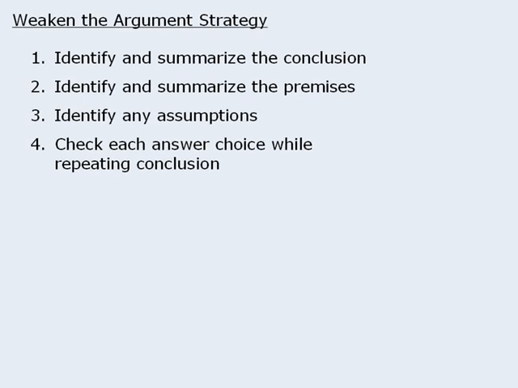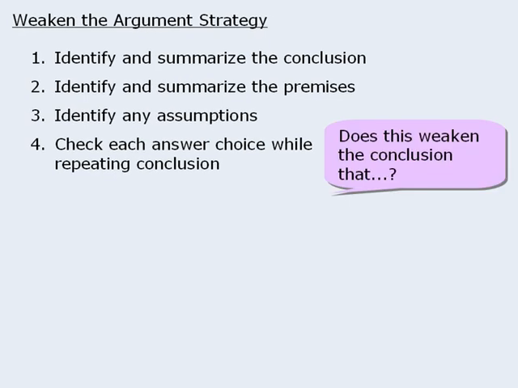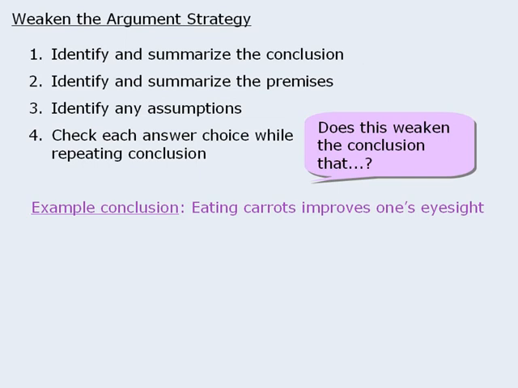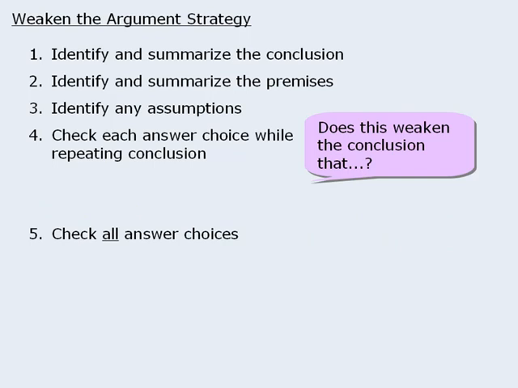before moving on to the next step, which is checking each answer choice while reminding yourself of the conclusion. One of the most common mistakes that people make on this question type is that they attempt to weaken a conclusion that does not match the actual conclusion in the argument. So once you have identified the conclusion, be sure to remind yourself of that conclusion. So, for example, if the conclusion of an argument is that eating carrots improves one's eyesight, then as you check each answer choice, keep asking, does this weaken the conclusion that eating carrots improves one's eyesight? Does this weaken the conclusion that eating carrots improves one's eyesight? And so on. Doing so will ensure that you don't fall for any of the trap answers that are not related to the actual conclusion. Finally, as always, be sure to check all of the answer choices.